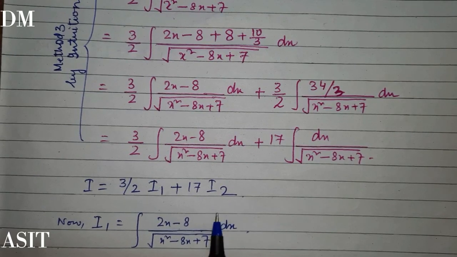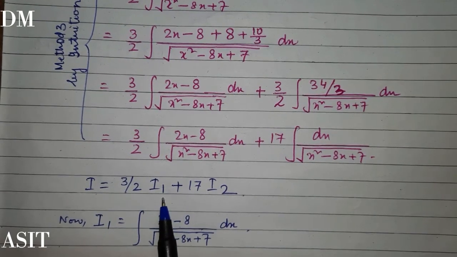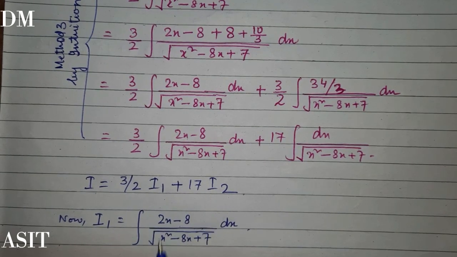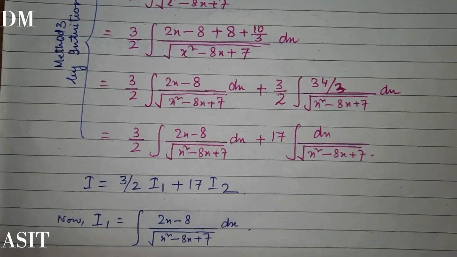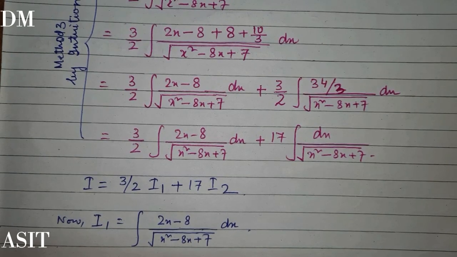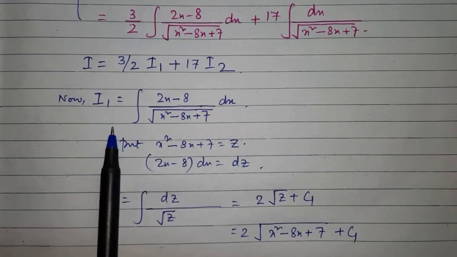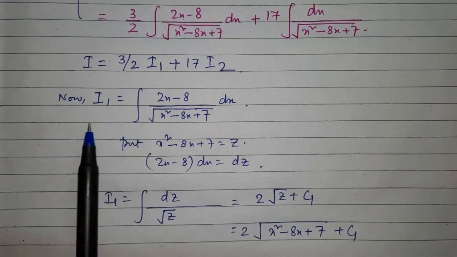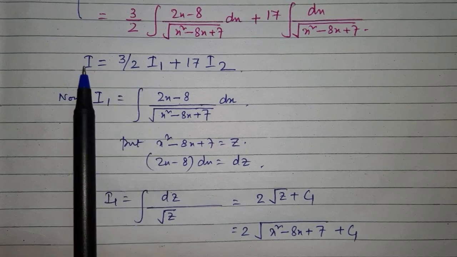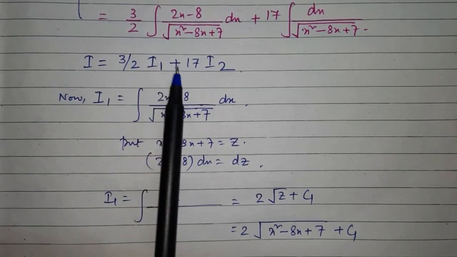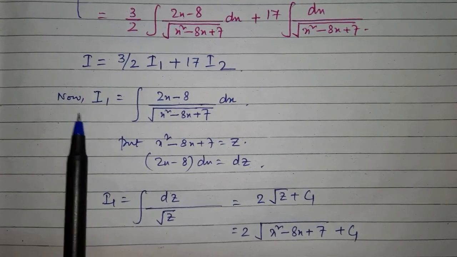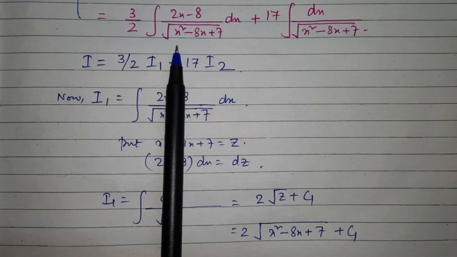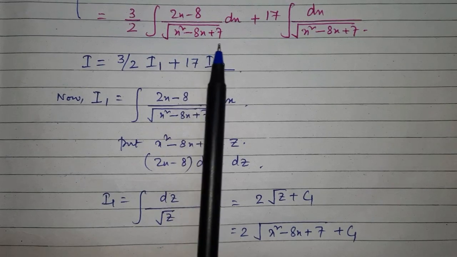Now the next step is how to integrate the second phase. This was the first phase. Now the second phase: let's see how to integrate I1 and I2. We already got I equals 3 by 2 I1 plus 17 I2. Here I1 should be equal to the integral of 2x minus 8 by root over of x square minus 8x plus 7.